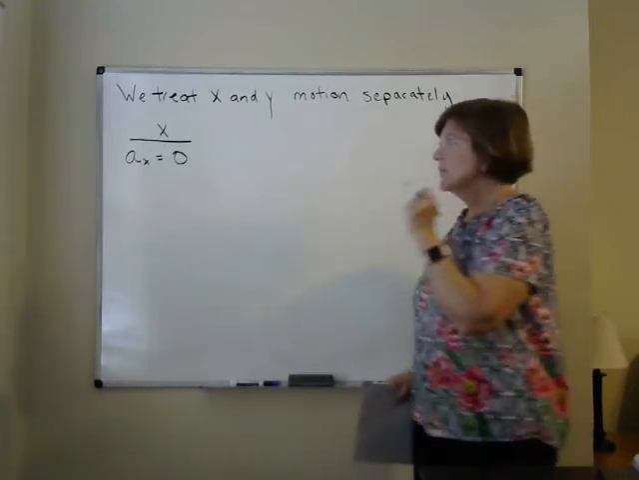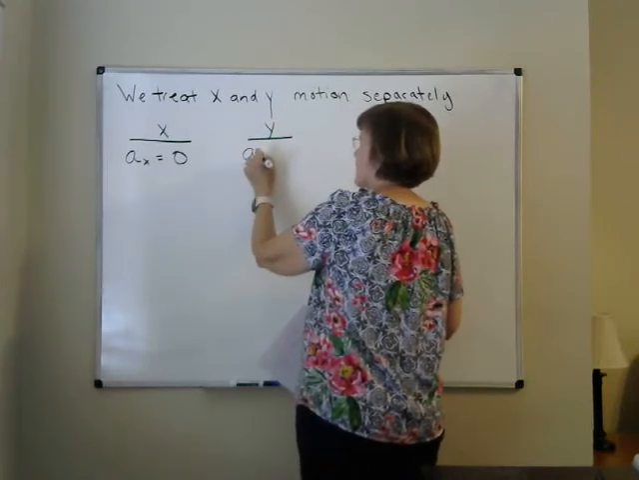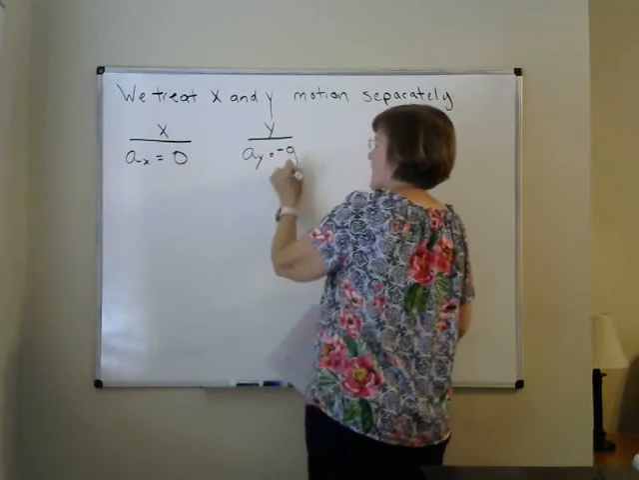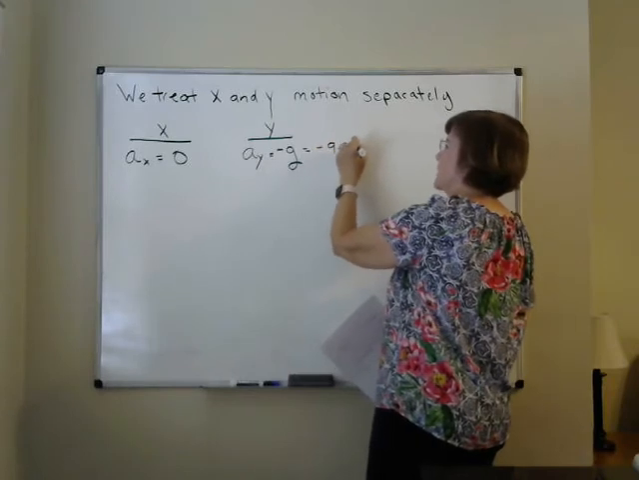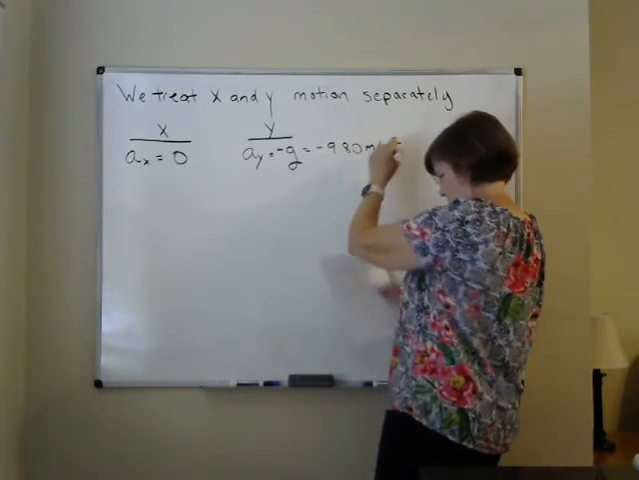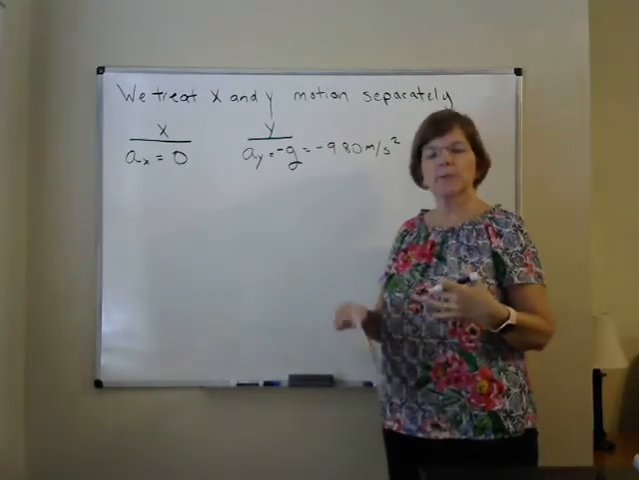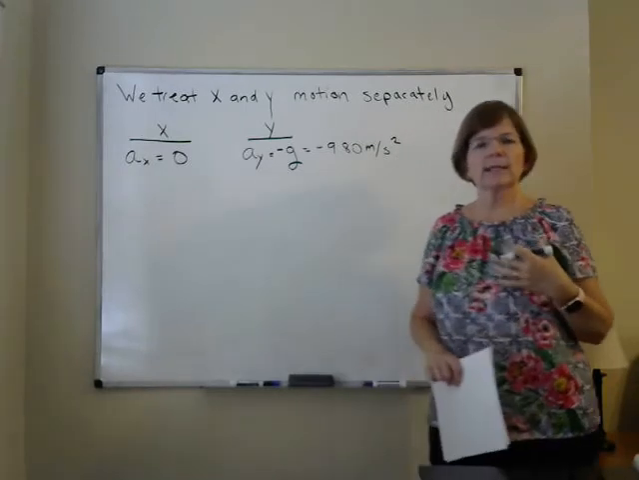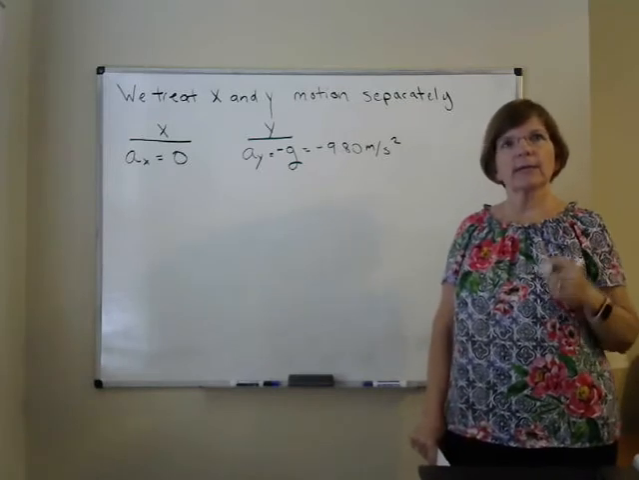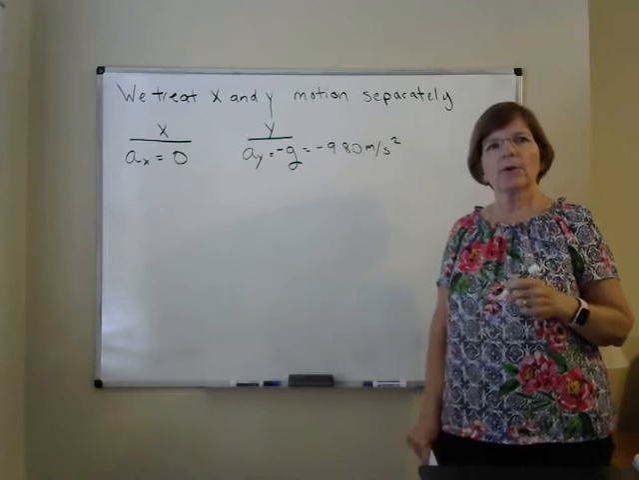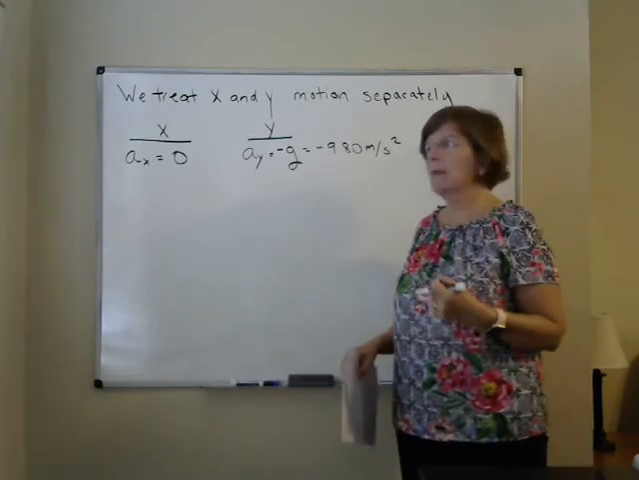However, vertically, everything accelerates at negative g, or negative 9.80 meters per second squared. The rest of our initial conditions are going to depend a little bit on the problem, whether we're looking at something that's thrown horizontally, something that's maybe kicked up at an angle like a football, or hurled down from the top of a cliff. All of those are examples of projectile motion.